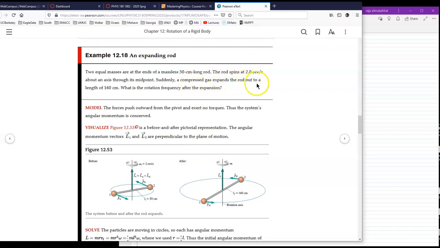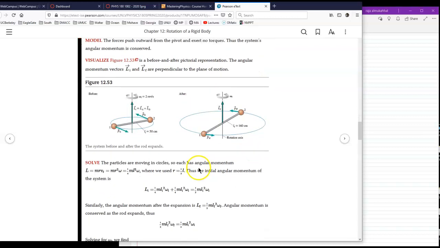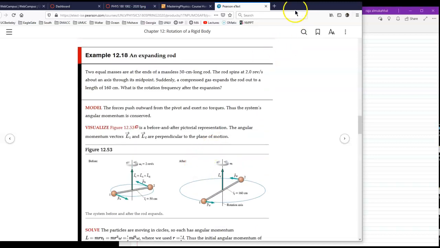Compressed gas expands the rod out to a length of 160, okay? What is the rotation frequency? He wants the rotation frequency. Here we started with 2 revolutions per second, and now he's asking what is the rotation frequency after the expansion, okay? Pretty simple problem. I hope it is.